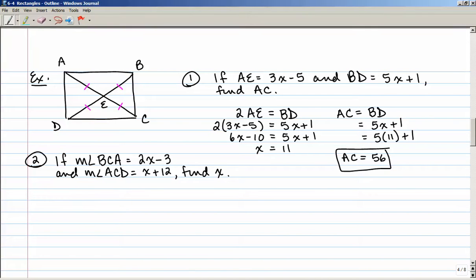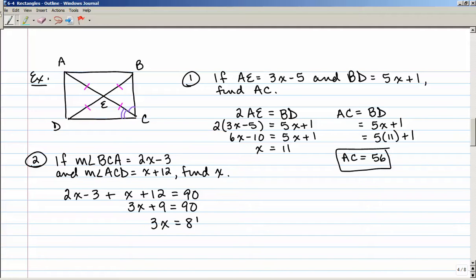Example number 2. If the measure of angle BCA is 2x minus 3 and the measure of angle ACD is x plus 12, find x. Let's go ahead and mark these on the picture. Angle BCA is this angle right here, and angle ACD is this angle right here. Those angles are right next to each other, and because I know that large angle C, angle BCD, is a right angle, I know that those two have to add up to 90. So 2x minus 3 plus x plus 12 equals 90. 3x plus 9 equals 90.